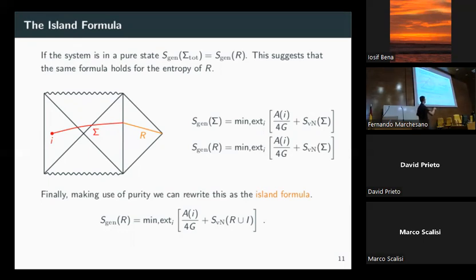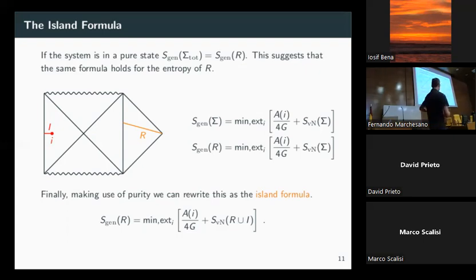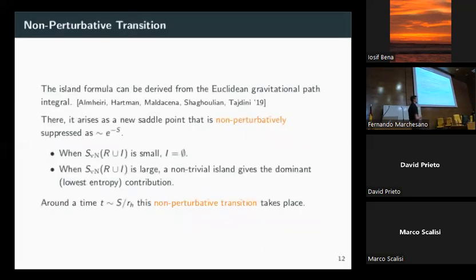So what that means is I can write down an expression for the generalized entropy of region R that looks the same as the generalized entropy for sigma. And then we can make use of the purity of the state. Instead of writing the von Neumann entropy in terms of sigma, we write it in terms of the region R union I, which is the complement of sigma. And then you arrive at the following formula, which is known as the island formula, called this way because when you want to compute the entropy of the region R, it allows for a possible contribution that is disconnected, hence an island. Here I just gave a simple motivation for this formula, but of course there are more rigorous derivations of it.